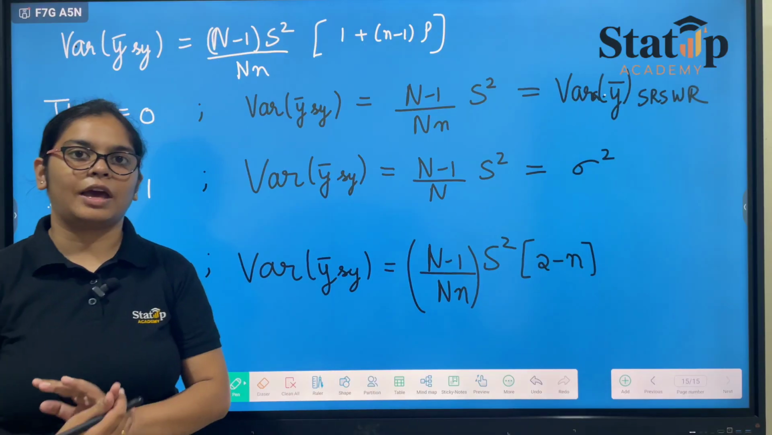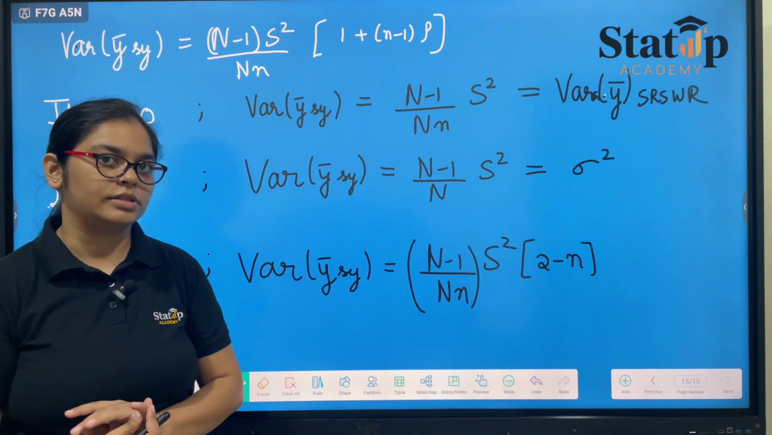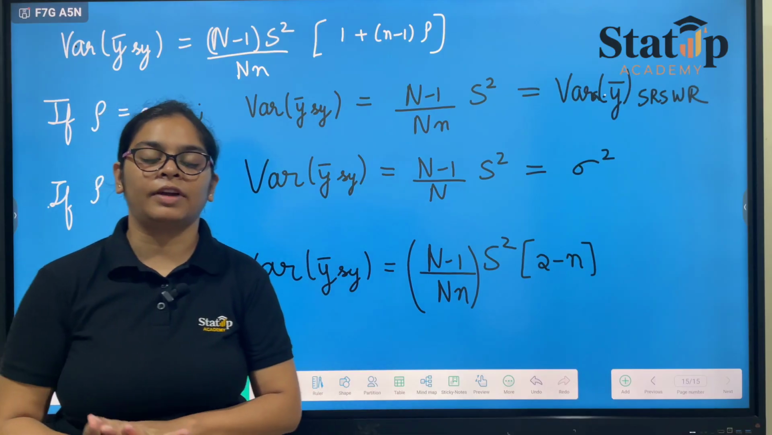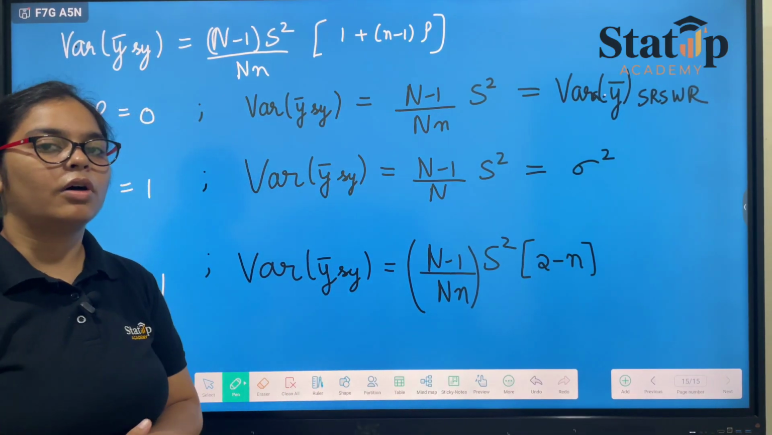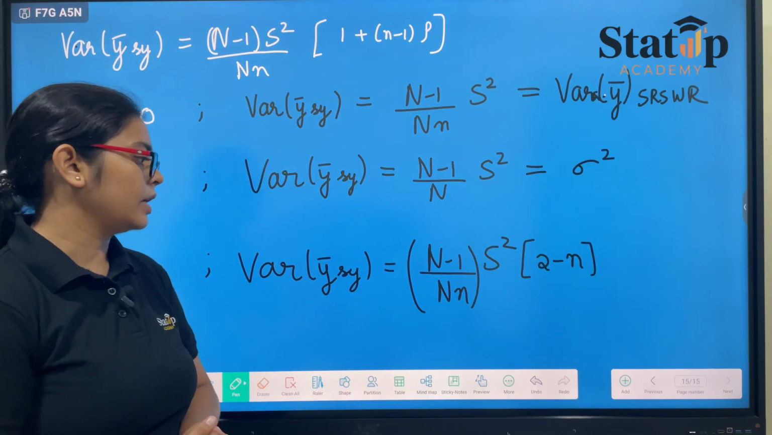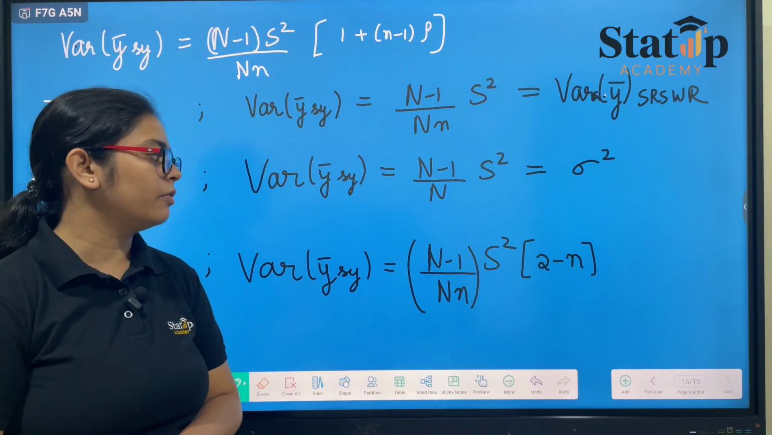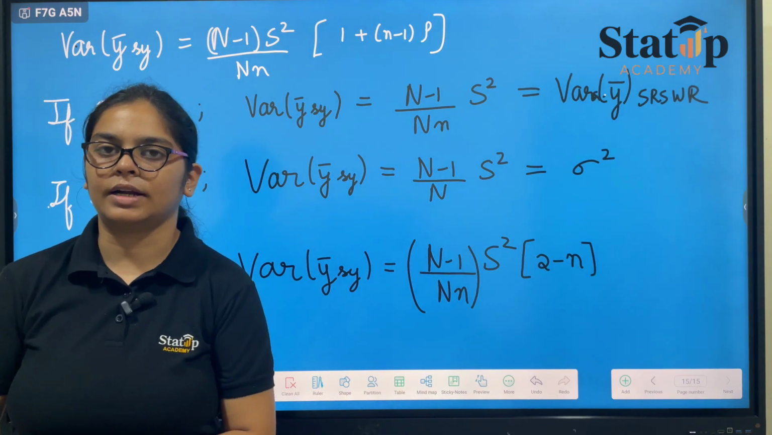In the exam, they have asked you for first of all estimation, then variance, and then the results. What are the results? What is the effect of rho on the variance of systematic random sampling? So this was it for today's lecture. From tomorrow, we will move forward in the same topic, systematic random sampling.